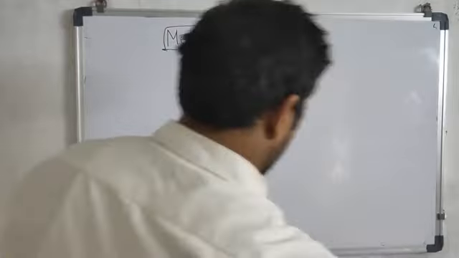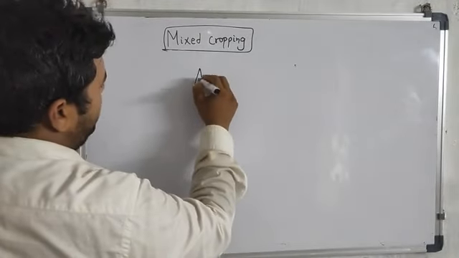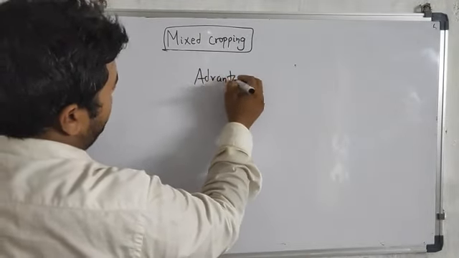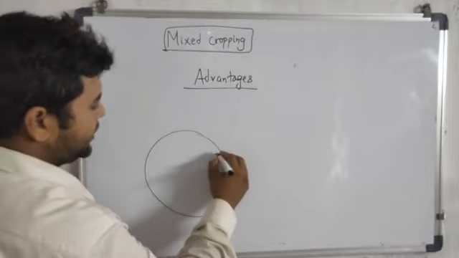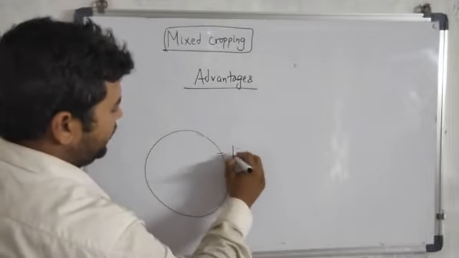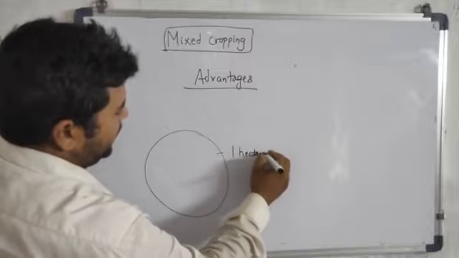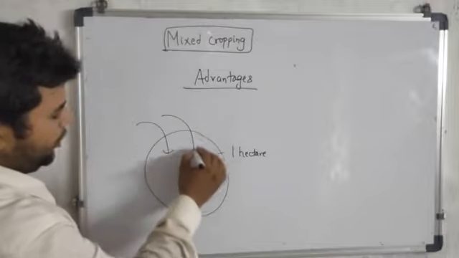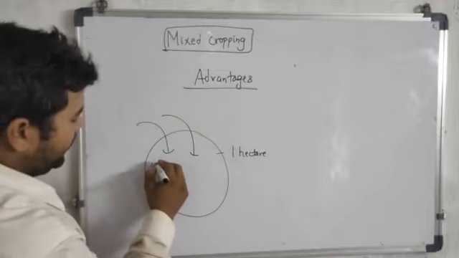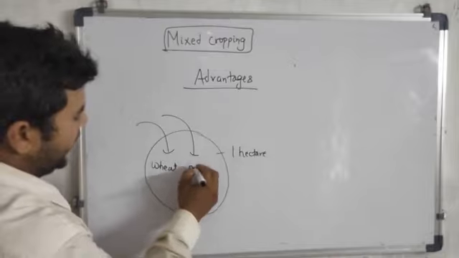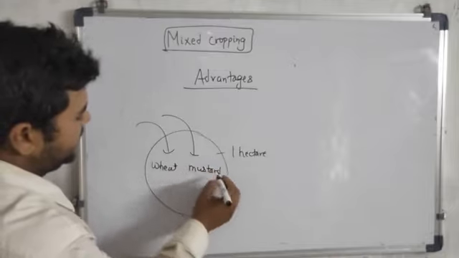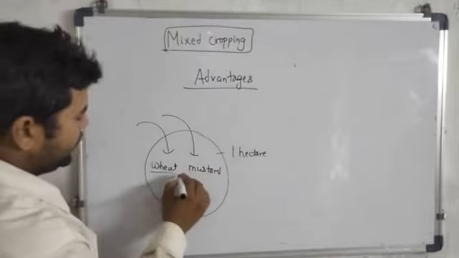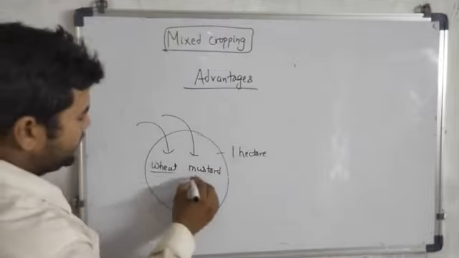Okay, so what are the advantages of mixed cropping? Advantages of mixed cropping, as we have discussed, on the same land. Suppose this is a land of 1 hectare, and we have cultivated two crops, or it is a mixed type of cropping. We have cultivated wheat as well as mustard here. Okay, so this is a type of mixed cropping.